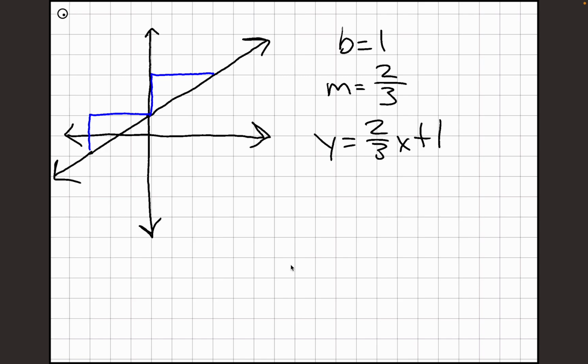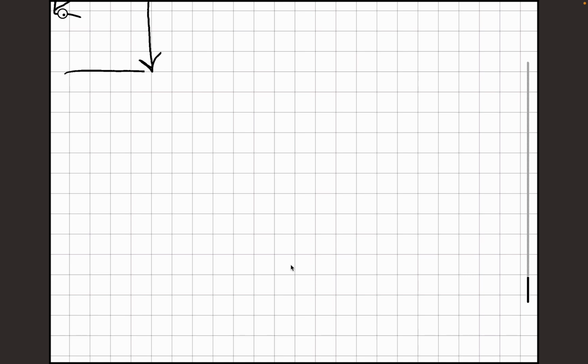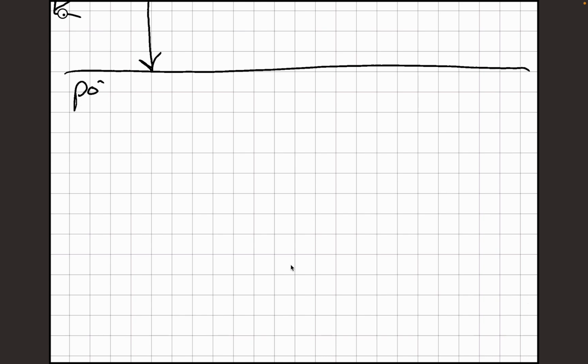So now let's talk about our point slope form. Does anyone happen to know what our point slope form is?